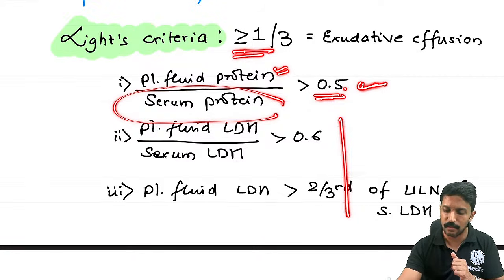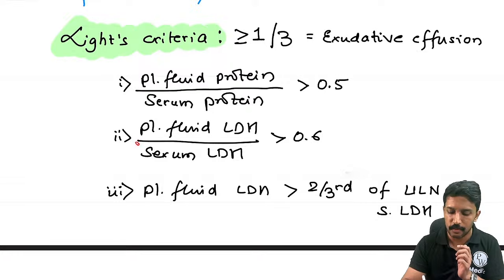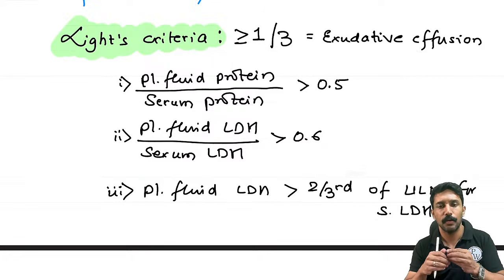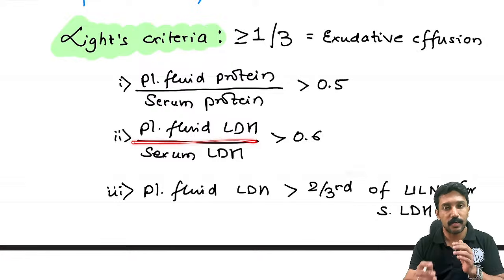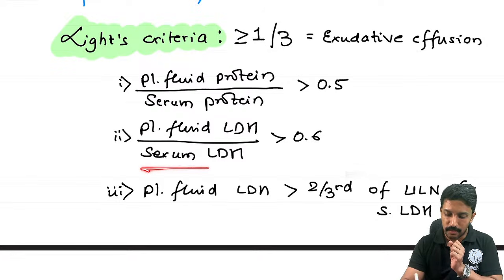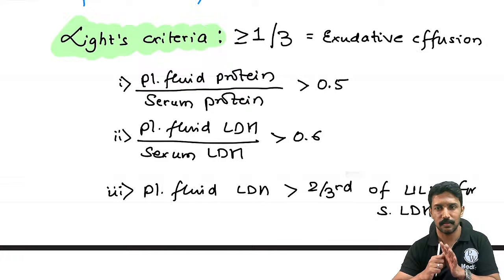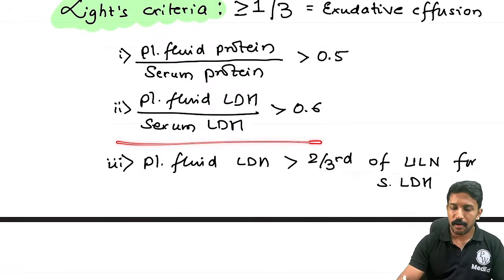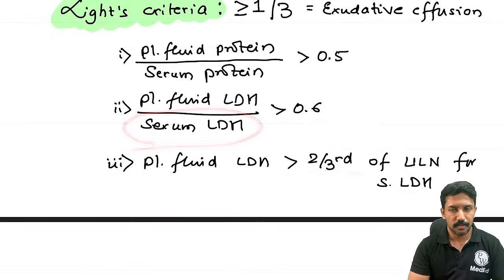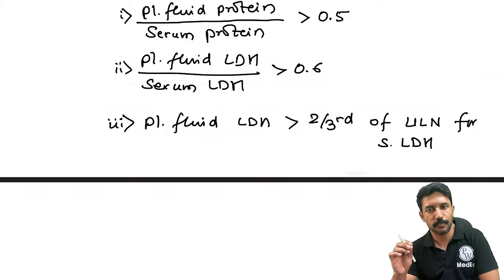But okay, if the ratio turned out to be less than 0.5, then I will go to the next criteria. I will see pleural fluid LDH and serum LDH. What is the meaning of this ratio? If pleural fluid LDH is more than 60% of serum LDH, the ratio will come as more than 0.6, right? So if that is there, then it is exudative. If I am not able to apply this criteria because I don't know the serum LDH, then all I have to do is check whether pleural fluid LDH is more than 2/3 of the upper limit of normal for the serum LDH, then also it is exudative.